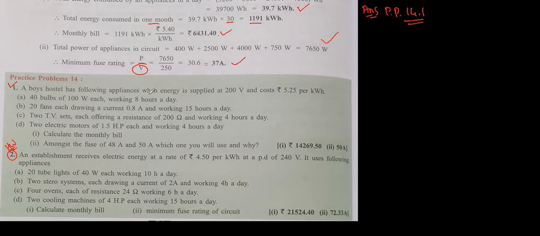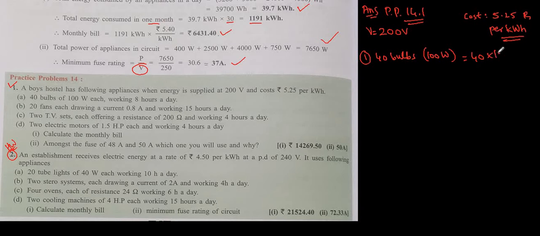14.1. Boys hostel has the following appliances where the energy supply voltage is given. How many volts are there? 200 volts are there. Cost is how much? So we write cost. Cost is 5 rupees 25 paisa per kilowatt hour. Understood? Now how many bulbs are there? 40 bulbs of 100 each. So we will start with number 1. 40 bulbs of 100 watts each. So that will be 40 multiplied by 100.